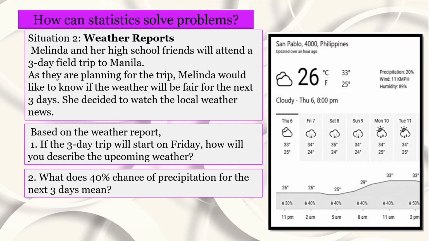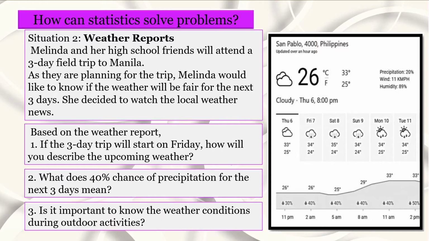What does a 40% chance of precipitation for the next 3 days mean? It means that it is important to know the weather conditions during outdoor activities.